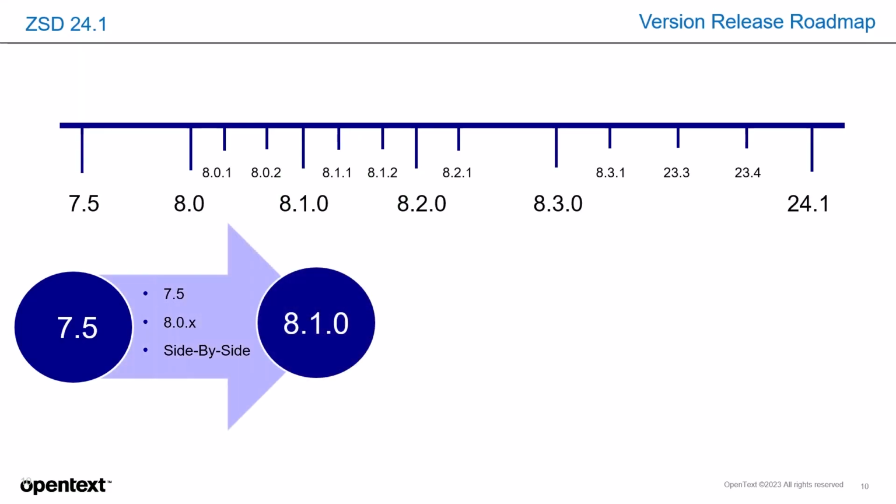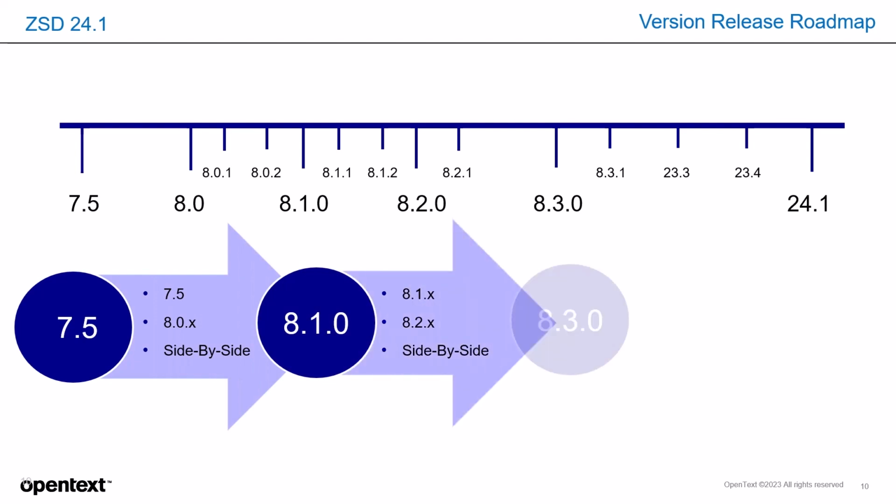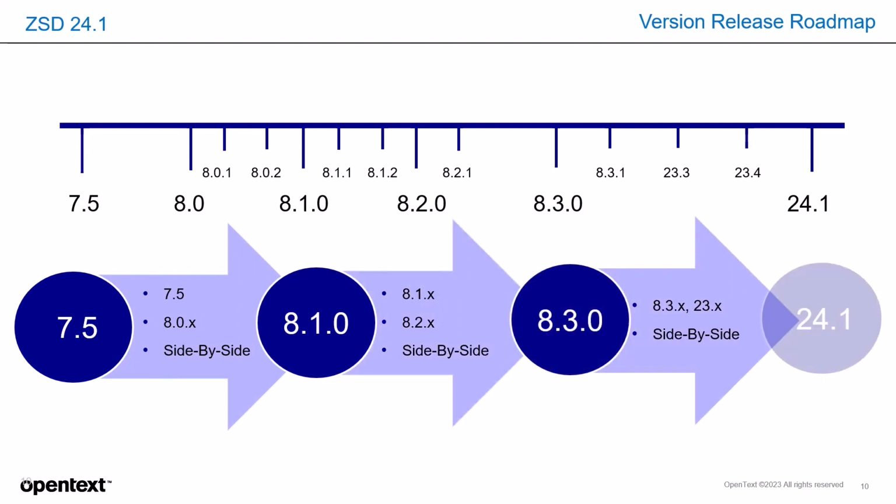If you're at a lower version, this is what you'd want to map out for your migration to get to 24.1: be on 7.5 to get to 8.1, be on 8.1 to get to 8.3, and be on 8.3 to get to 24.1, or their updated versions like 8.3x or 23.x. But those will need to be side by side.